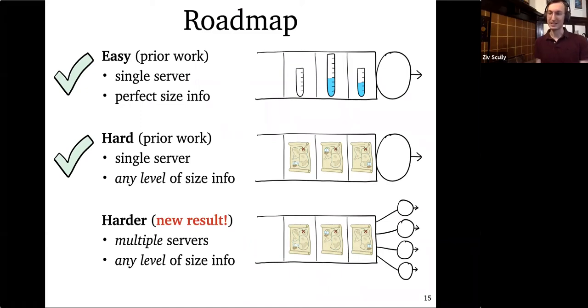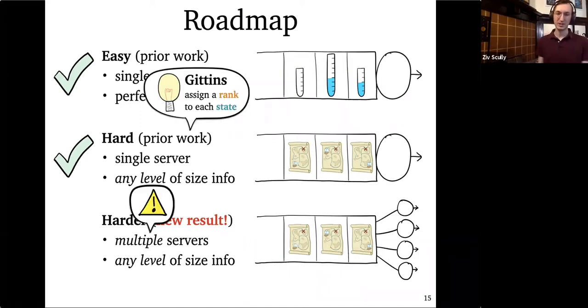So I'm now going to make it even more difficult by talking about multiple servers. If you've got multiple servers, what should you do now? You still have these complicated Markov process jobs. And a few comments about how hard it is to schedule with multiple servers.